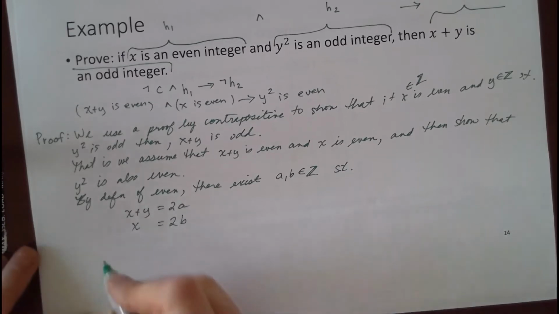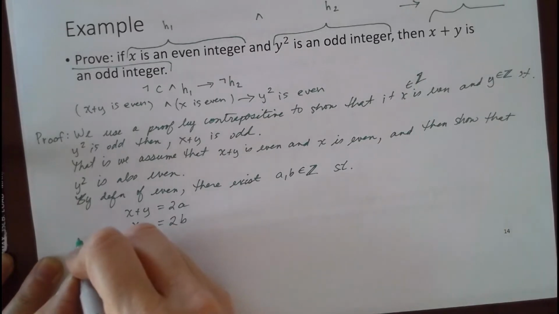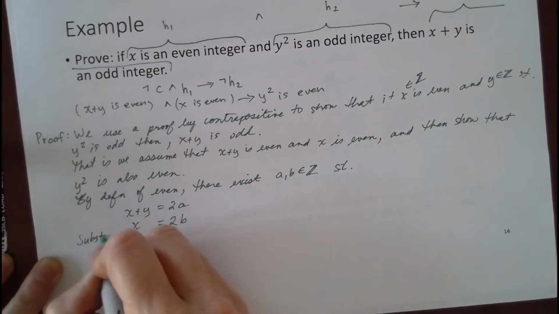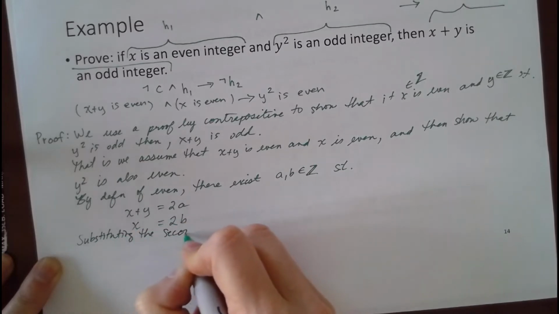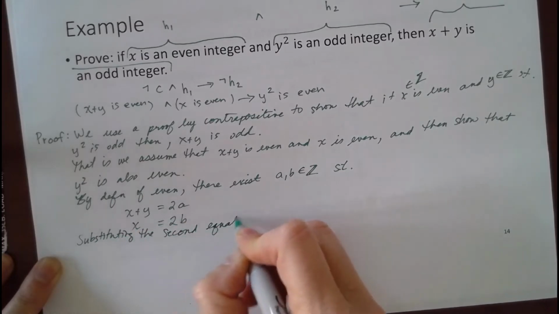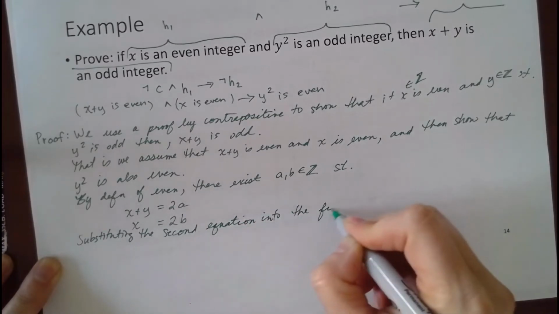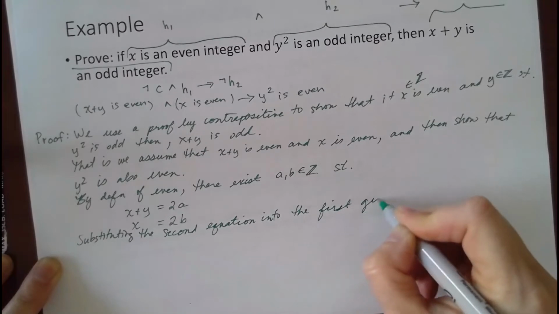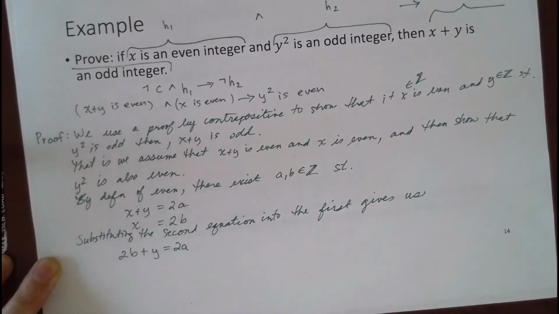Yeah, okay, great. So let's say, substituting the second equation into the first gives us that 2b plus y equals 2a. And so that means y must be 2a minus 2b. Okay.